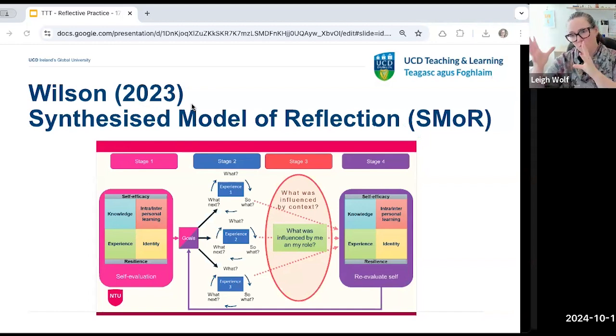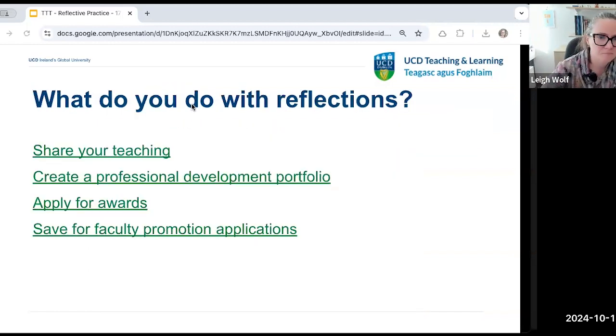And then in stage 4, you go back, look over everything, and reevaluate your self-efficacy, resilience, and reevaluate that knowledge, experience, identity, and learning in that whole cycle. And you can imagine in that phased process, many artifacts can come out of that, whether it be the written reflections themselves or going back and looking at examinations and the like.